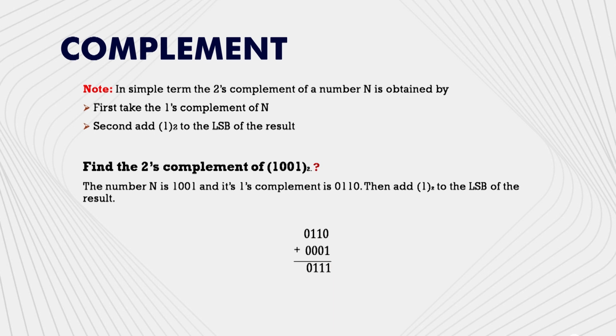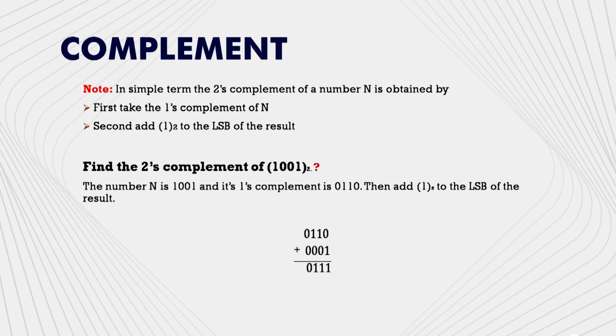Find the 2's complement of 1001. First we will take the 1's complement of this number. Starting with the leftmost bit, it is 1, so its complement will be 0. Then we have 0, it will be 1. Again we have 0, it will be 1, and the last bit is 1. When we complement it, it becomes 0.